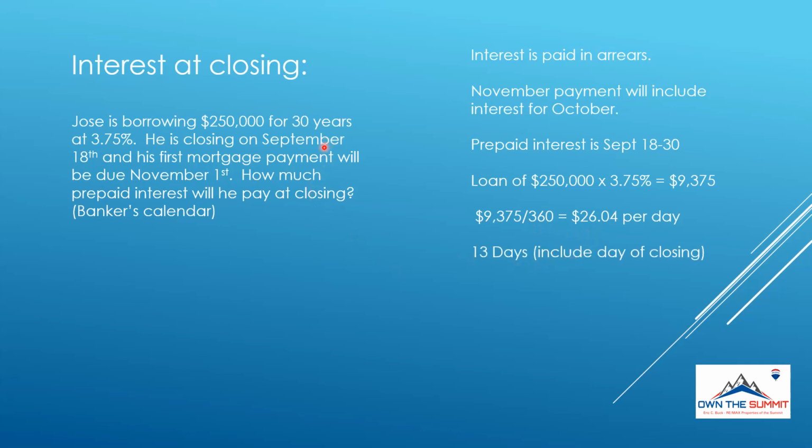Now you may think, gee, September 30 minus the 18th would be 12 days. But no, on interest calculations, we always include the day of closing. And that happens on both the buyer and seller side. So 18th inclusive through the 30th would be 13 days. Times the $26.04 a day would be $338.54, which he would have to pay in prepaid interest at closing. By the way, that would be a debit on the settlement statement to the buyer.